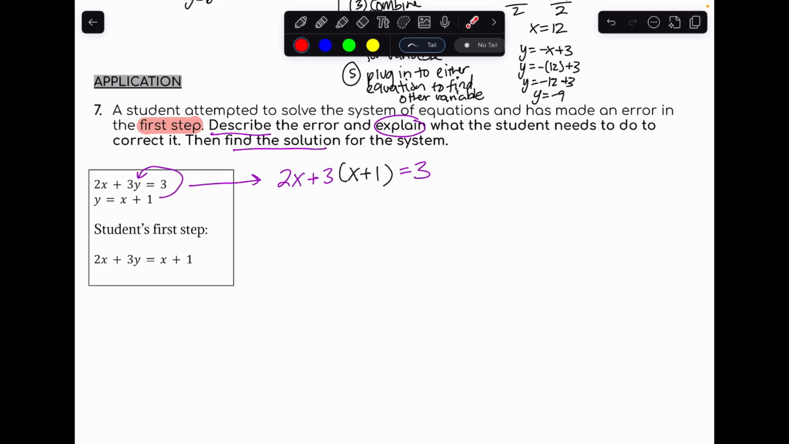If I look at my version of my steps and compare it to theirs, it looks like they set them equal to each other. And we know we cannot do that because they're not both y equals. So that's where their mistake was. Their mistake was not substituting.